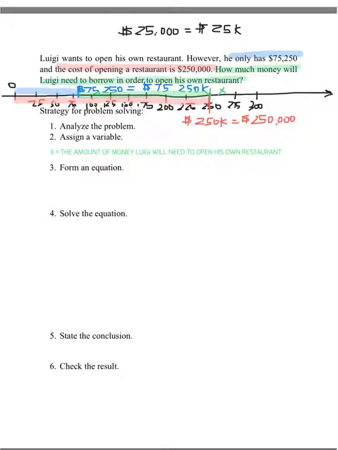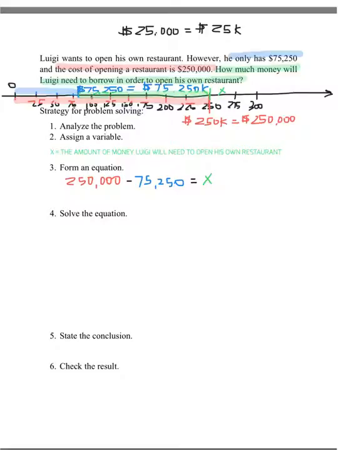So let's go ahead and create an equation. The equation is going to be written in the form 250,000, that's the cost of opening a restaurant. And we're going to have to subtract from that the amount he already has, which is 75,250. And that's going to be equal to the amount that he needs left, which is what our variable x represents. So that's going to be our equation.